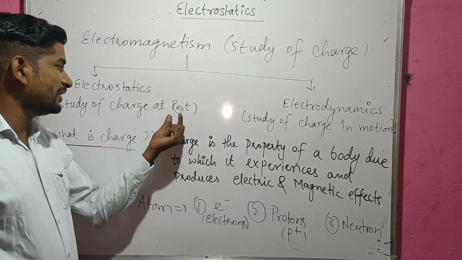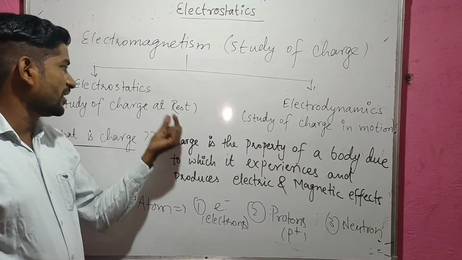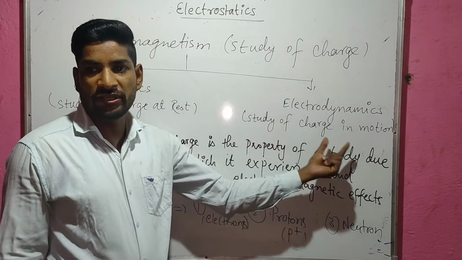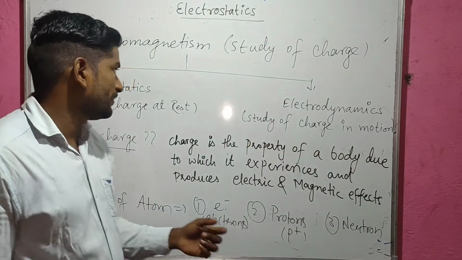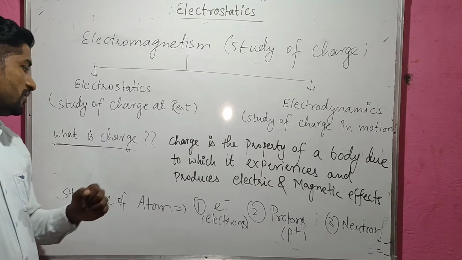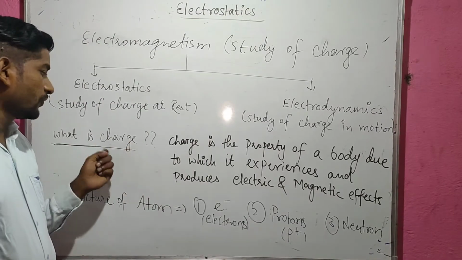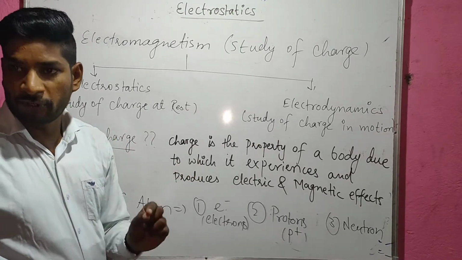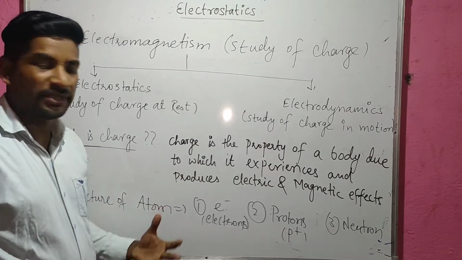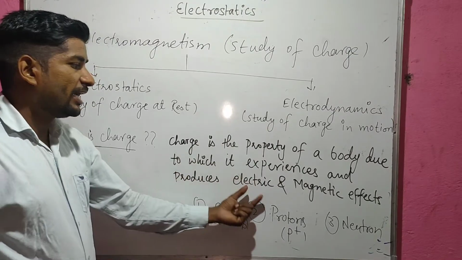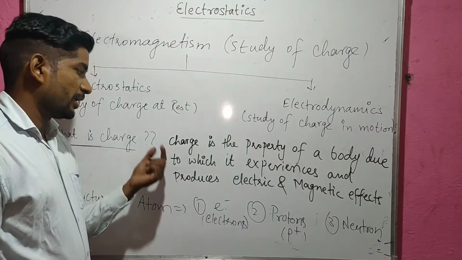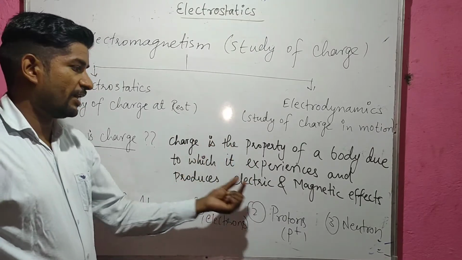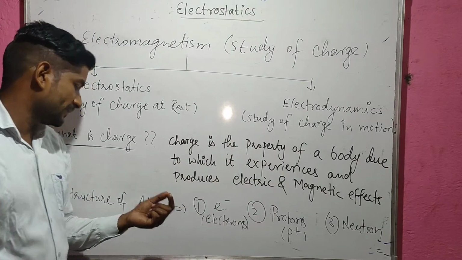When the charge is at rest, the study of charge is called electrostatics. And when the charge is in motion, the study of charge is called electrodynamics. So our concern is electrostatics. Now the question arises, what is charge? Charge is the property of a body due to which it experiences or produces electric and magnetic fields. It means that due to charge, any body can produce electric field and magnetic field.